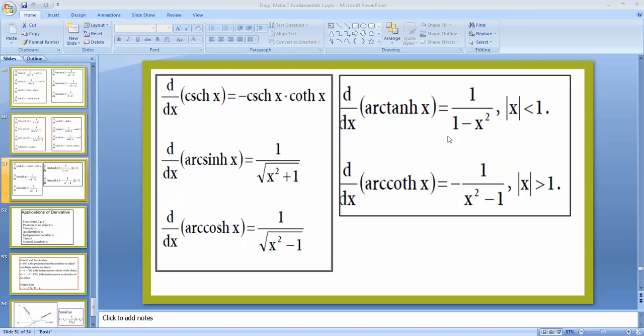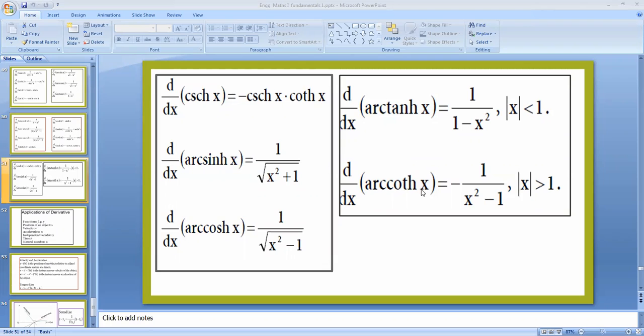So tan hyperbolic inverse of x is half times log of 1 plus x upon 1 minus x. Okay, so log of a by b is log a minus log b. If I expand with the help of logarithmic laws, then the process to find the differential will be very easy.